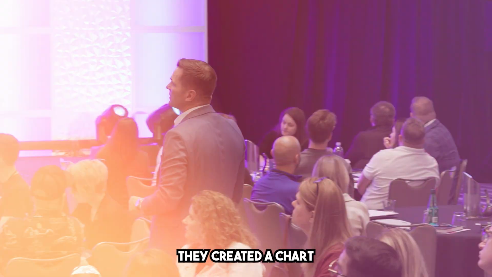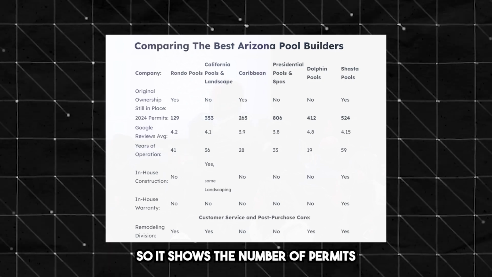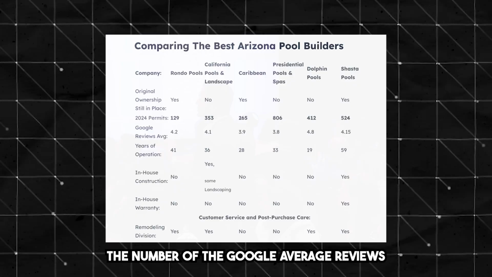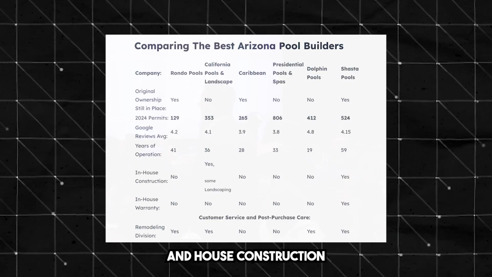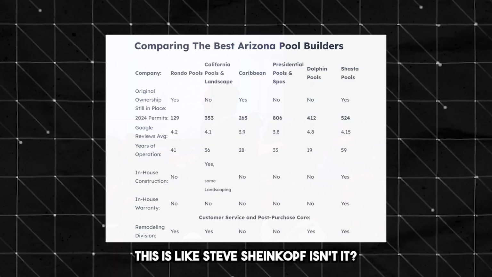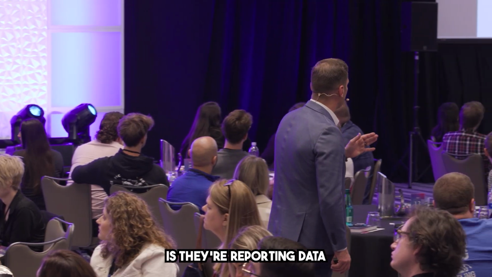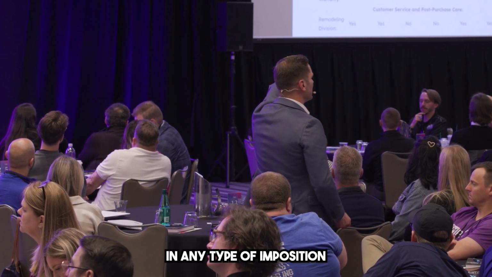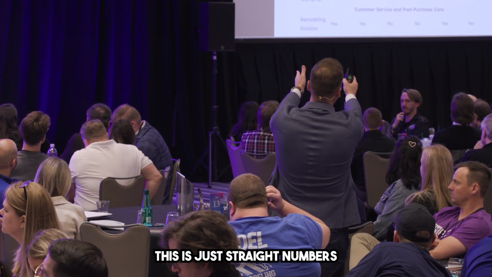What they do that's so powerful though on this one is look at it. They created a chart with the criteria. This is so smart. So it shows the number of permits these companies got, the Google average reviews with these companies, the years in operation, in-house construction. So in many ways, this is like Steve Scheinkoff, isn't it? Because what they're doing is they're reporting data. They're not mixing in any opinions. They're not putting themselves in any type of imposition with anyone. This is just straight numbers.